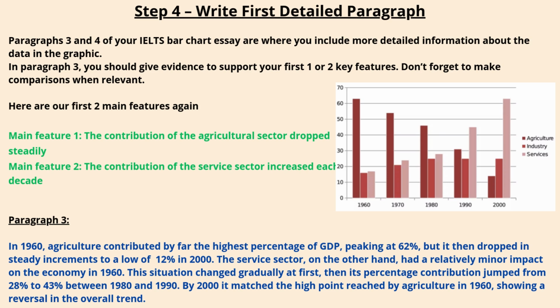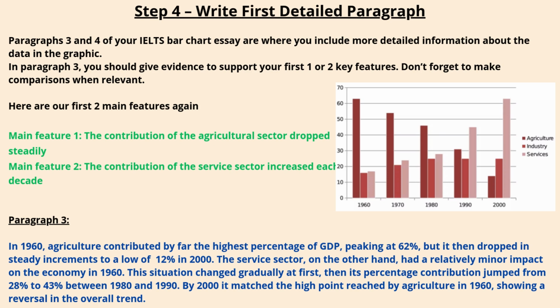Then shift focus to the service sector. The service sector, on the other hand, had a relatively minor impact on the economy in 1960, contributing only 28%. However, its percentage steadily increased with a notable jump from 28% to 43% between 1980 and 1990. By doing this, you not only explain the trend but also show comparisons, highlighting the shift in the economy.